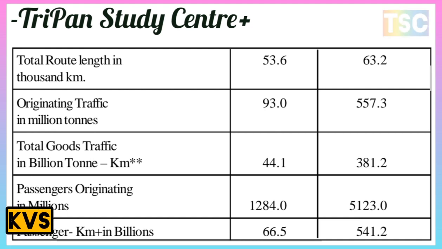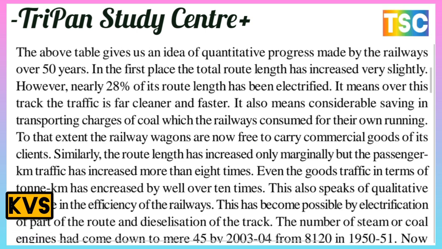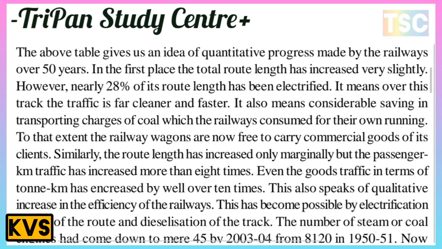5,123, which is higher. And passenger kilometers in billions was 60.5 only in 1951, but in 2003-04 it is 541.2 billion. The above table gives us an idea of the quantitative progress made by the railways over 50 years.